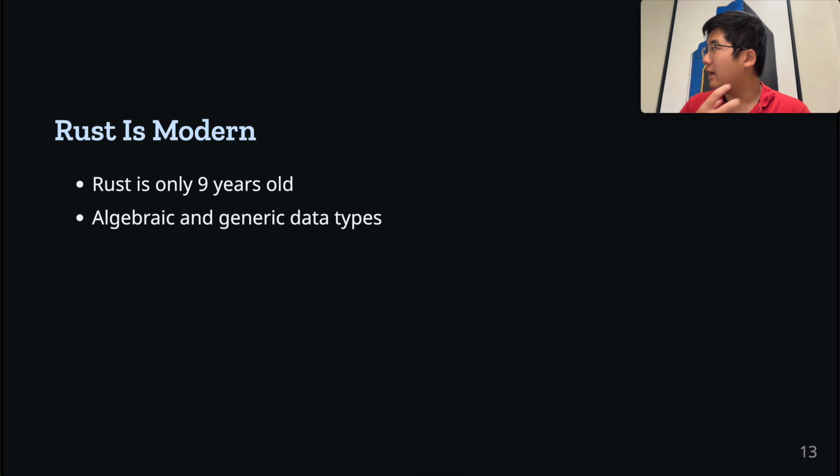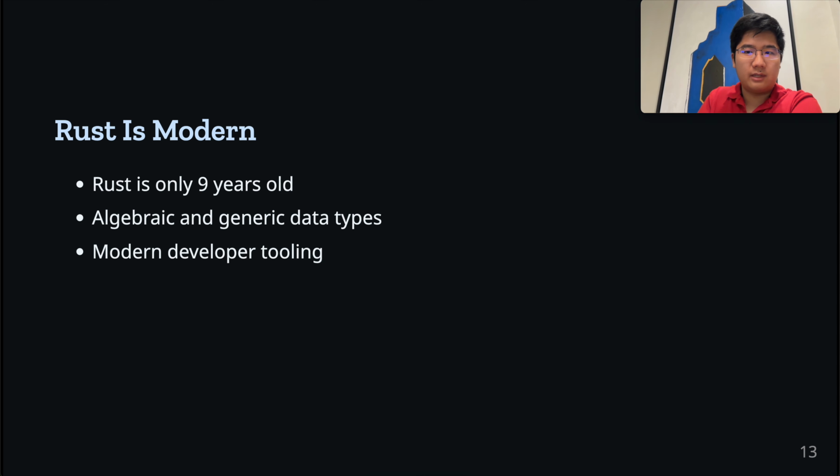So because it's young, it has all these really nice modern features. So we have algebraic and generic data types. I would call generic data types a more reasonable templating if you're familiar with C++. I will say that C++'s templates are more powerful right now, but they're also very difficult to use.